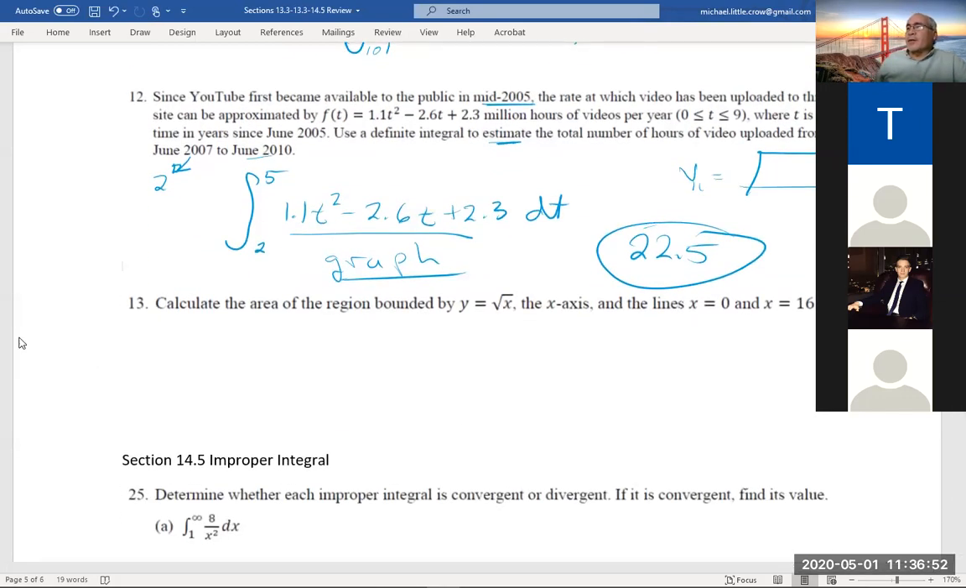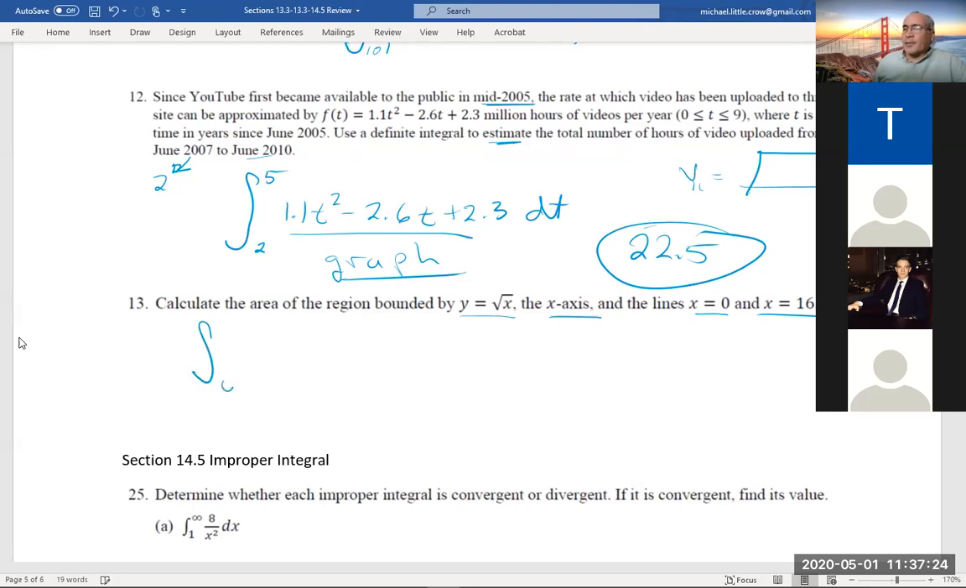Calculate the area of the region bounded by y equals square root of x and the x-axis, and the lines x equals 0 and x equals 16. So what does this all mean? Well, what we're getting is area under the curve, between the curve and the x-axis, from x equals 0 to 16. These are our limits of integration. Okay, just phrasing it differently.